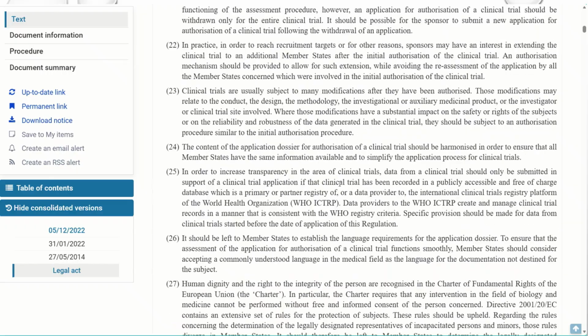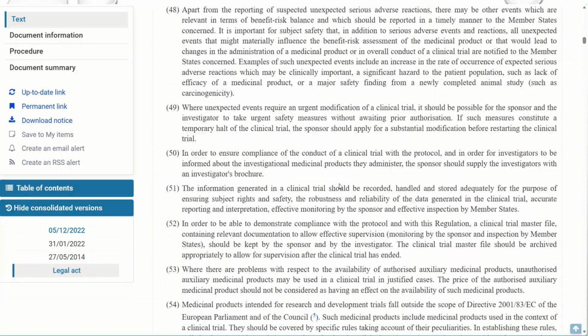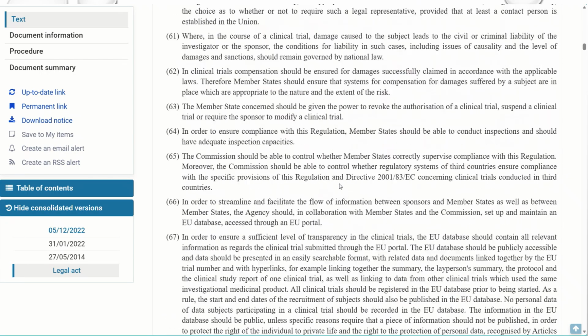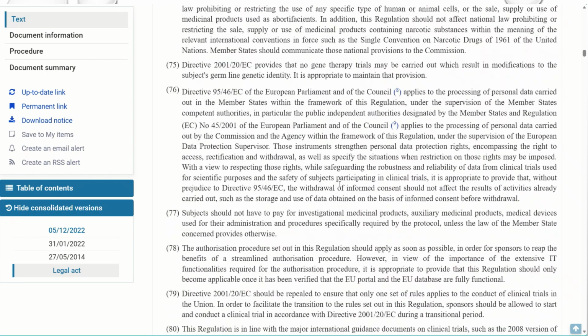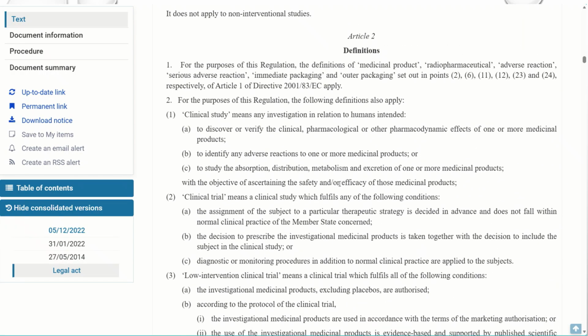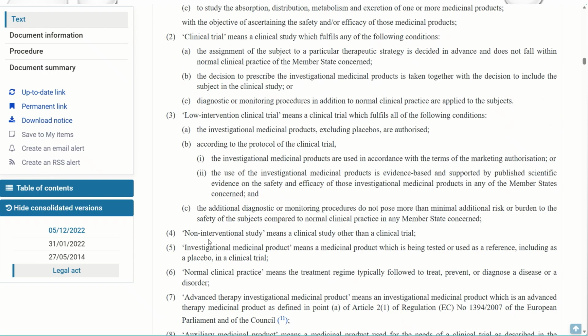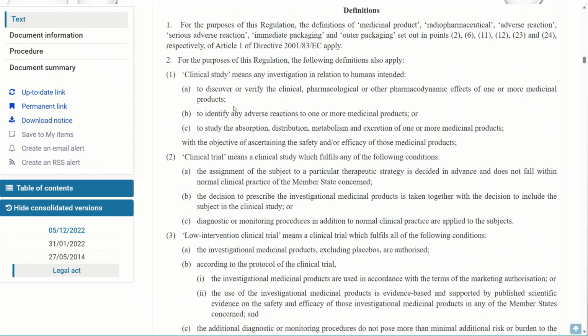And there's only a limited amount that I can say in this presentation, because it will take me a long time. So I just really want to go through some of the definitions. So what is a clinical study? What is a clinical trial? What is meant by low intervention clinical trial and non-interventional studies? Because this is quite important.